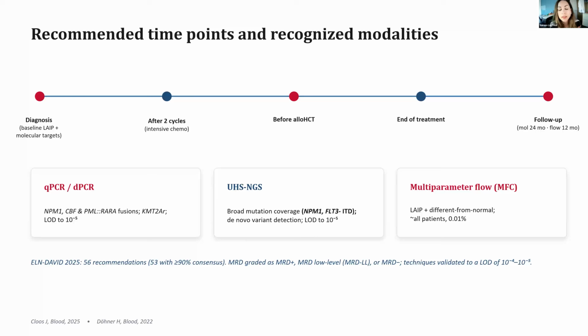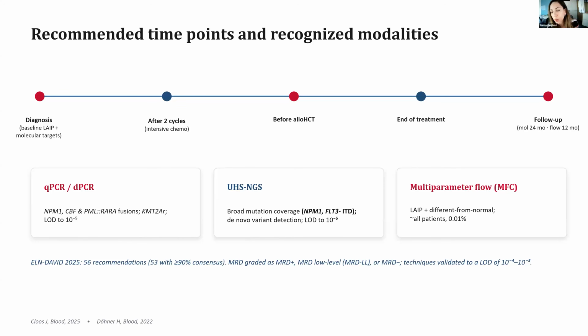So what are the different methods? These are based on the ELN-DAVID 2025 guidelines. So NPM1, core binding factor, PML-RARA, and KMT2A rearrangements are recommended to be followed up by either qPCR or digital PCR. But again, at least at our center, we use an NGS-based assay for NPM1, and I know that InVivoScribe does the same. Ultra high sensitive NGS, again, this is for NPM1, FLT3-ITD, and then there's definitely an effort from the ELN-DAVID to design more broad NGS whole genome sequencing assays that look for additional genes.